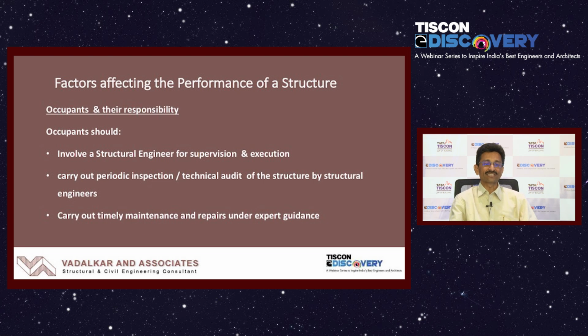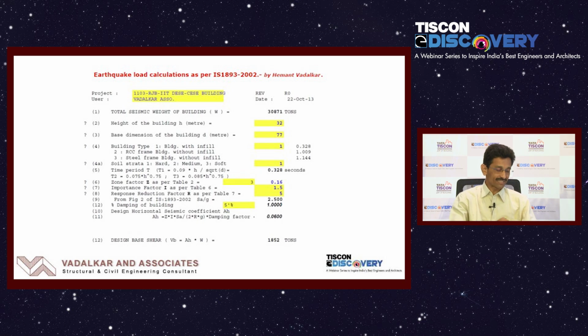So always involve a structural engineer for guidance if you want to do any changes in your apartment or any building. And of course, the last part is also very important. You have to carry out timely maintenance and repairs for your building. Otherwise, the buildings are neglected, then the building keeps on deteriorating slowly with time, and at one point it reaches a stage that it is beyond repair. So it should not happen. If you want to keep a building healthy and functional, then you have to maintain the building with periodic inspection and technical audits.